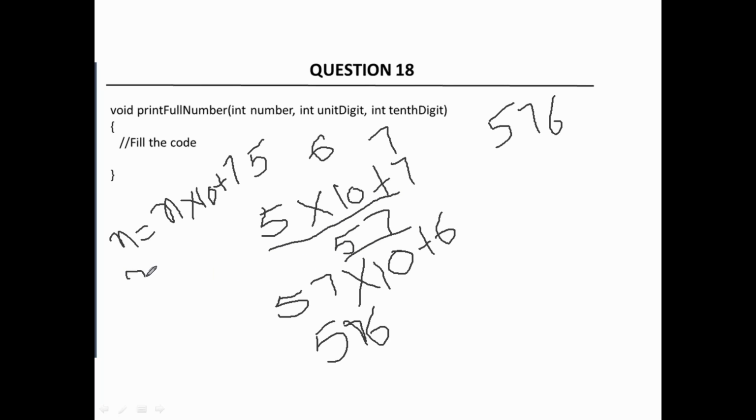Now what you should do, you should take one more expression, that is n into 10 plus the units digit. Earlier we took the tens digit here, so now we should take the units digit. Then that program will be finished. Simple one.